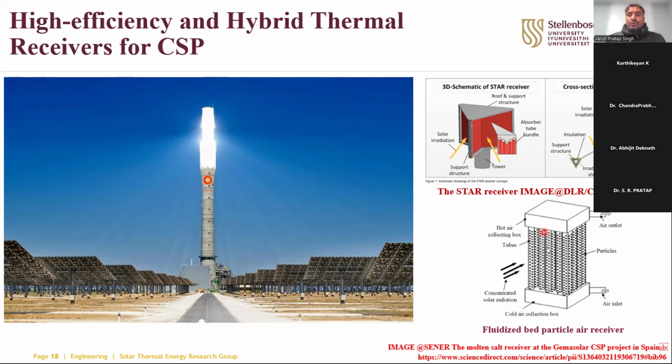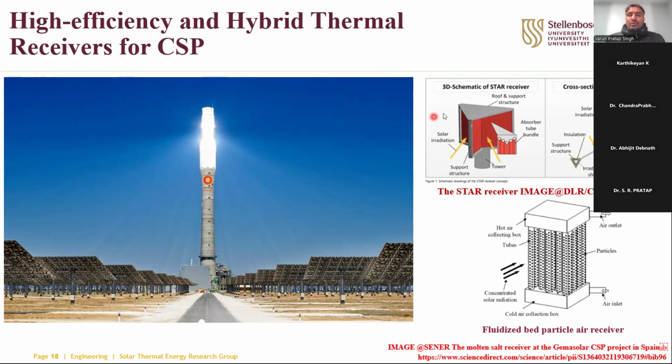So these are a few to discuss: the star receiver or the fluidized bed particle receiver. NREL, and DLR, basically Germany, and Fraunhofer Germany are working in this particular way. Right now, a few are under simulation and a few are in the experimental domain. So we put a few solar thermal power plants at 1-to-1 scale, meaning if this plant is 100 megawatt, we actually develop a 100 megawatt plant.